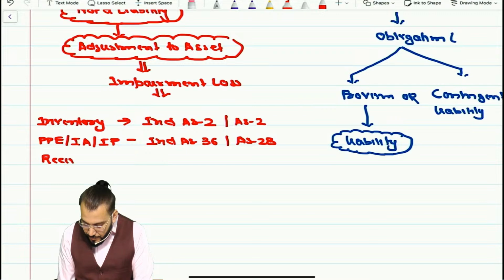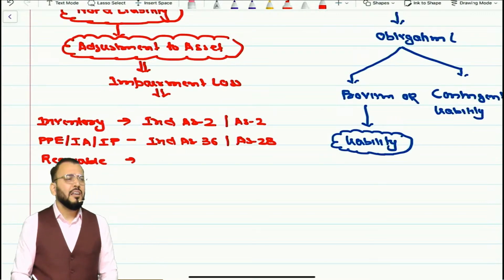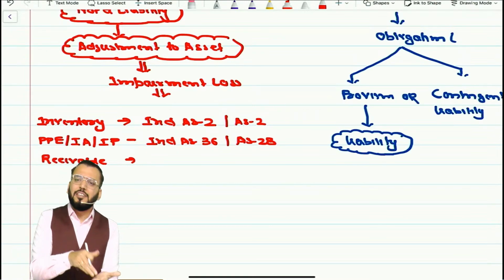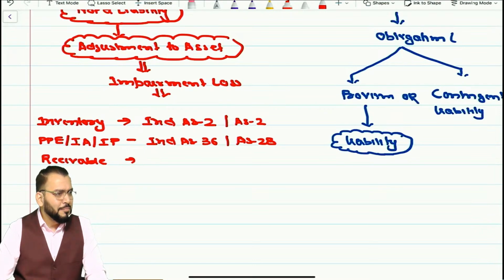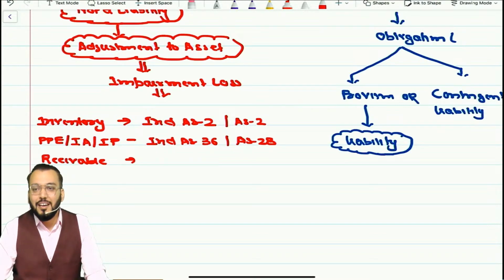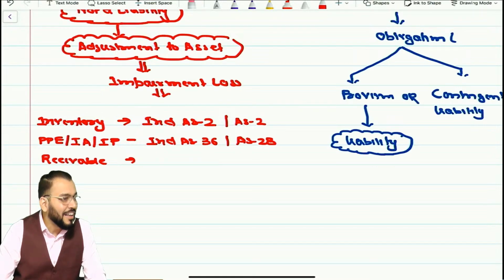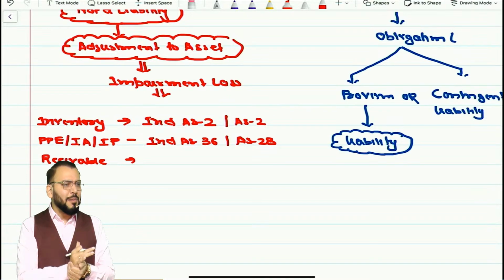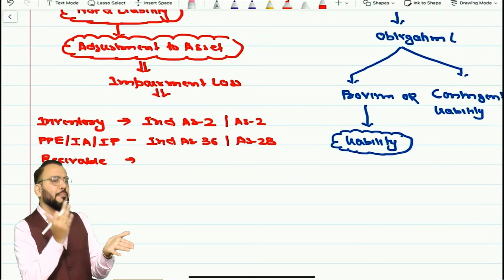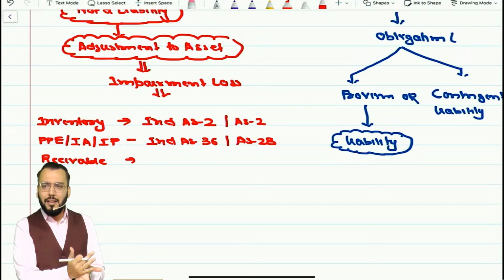Then receivable. It can be any type of receivable. It can be trade receivable. It can be non-trade receivable. Non-trade receivable means which are not trade receivable. If suppose you have given a loan to any other party, that becomes loan receivable. That is also a receivable, but that is not a debtor. That is not trade receivable. So receivable can be loan receivable, trade receivable, or any other receivable.